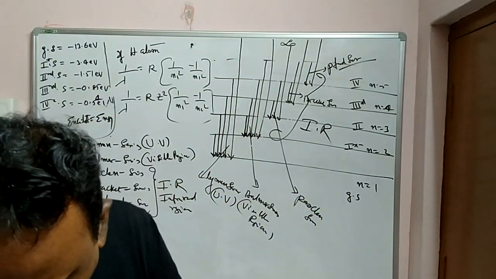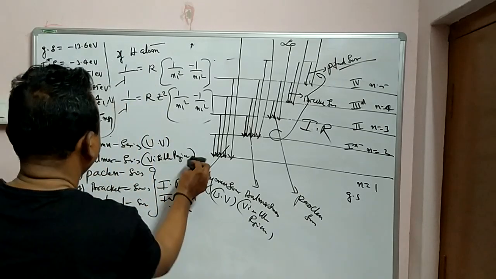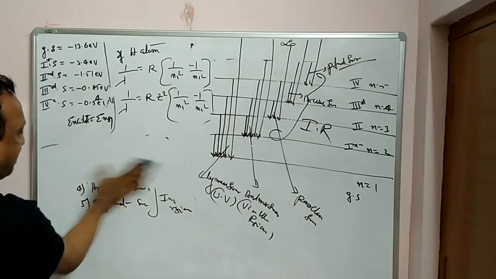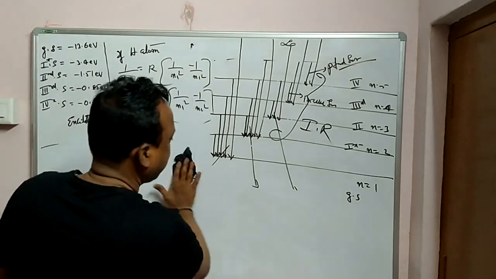We'll try to do a small numerical. The chapter is also over. We'll try to do a small numerical. Try to understand how questions come in the examination. See, in the examination they come like this.